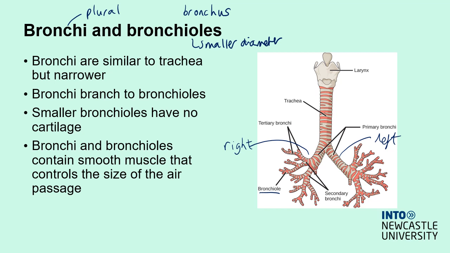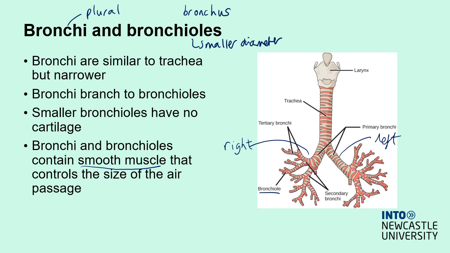Once you get to the very small bronchioles, as they get smaller and smaller, the bronchioles with a diameter of less than 1 millimeter no longer have cartilage. But the rest of the bronchi and the bronchioles do have this cartilage to keep the airway open at all times. They have a smooth muscle lining, and that can control the size of the passageway when it contracts.